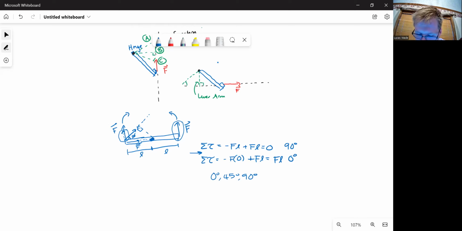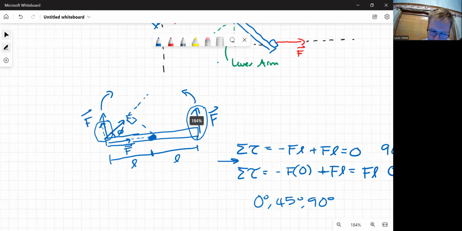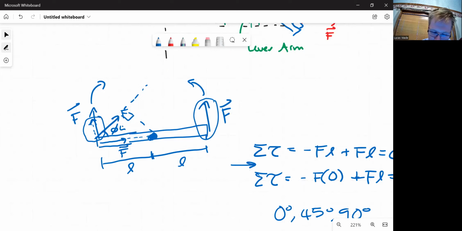Does that clear that up, Ilham? Yeah. Okay. And if we wanted to calculate that torque produced, we can, because this is 45 degrees.